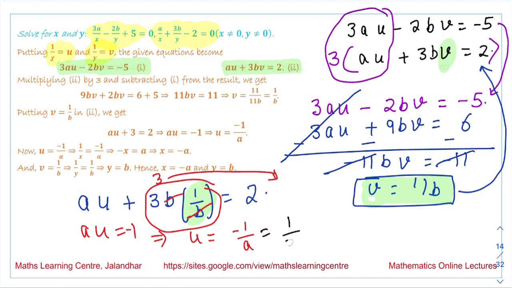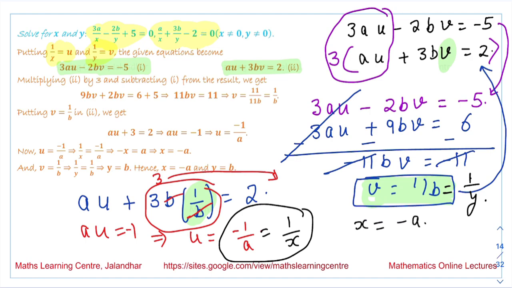We are saying this is the value of 1 by x, and this is the value of 1 by y. So from this equation we get x is equal to minus a. From this equation we get y is equal to b. We are talking about these values over here. We are getting x is equal to minus a and y is equal to b, and this is the solution of the given system of linear equations.